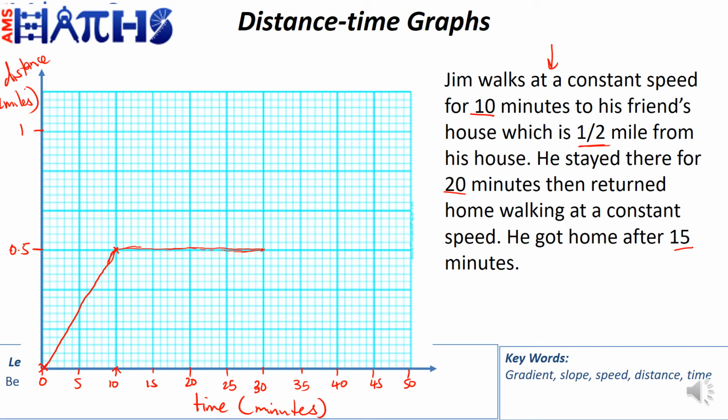So from 30 we need to put 15 minutes on to that, which would make 45 minutes, and it's walking at a constant speed, so a straight line to 45, and that would be your distance time graph for Jim's journey.